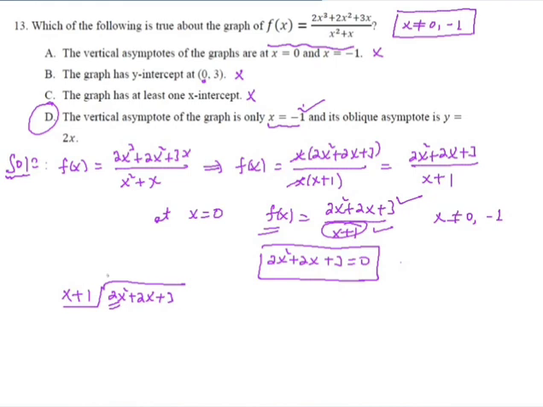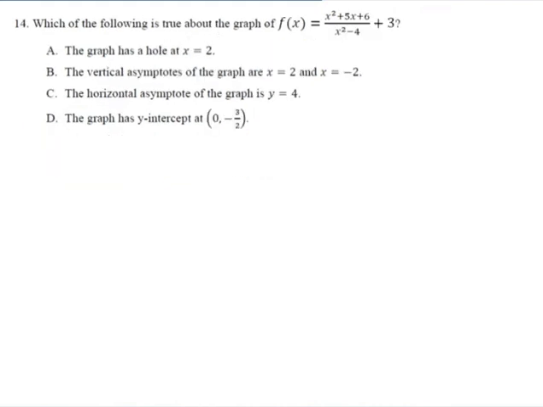You will get the oblique asymptote. So 2x squared divided by x is 2x. 2x times x is 2x squared. 2x times 1 is 2x. Then take the difference. The remainder is 3. Therefore, 2x is the oblique asymptote. So obviously the statement in D is true about this function.